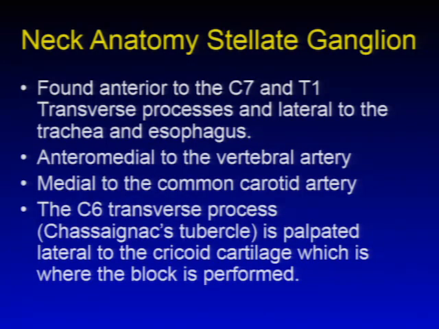The stellate ganglion is found anterior to the C7 and T1 transverse processes and lateral to the trachea and esophagus. It is anteromedial to the vertebral artery and medial to the common carotid artery. The C6 transverse process, also known as Chassaignac's tubercle, is palpated lateral to the cricoid cartilage, which is where the block is performed.